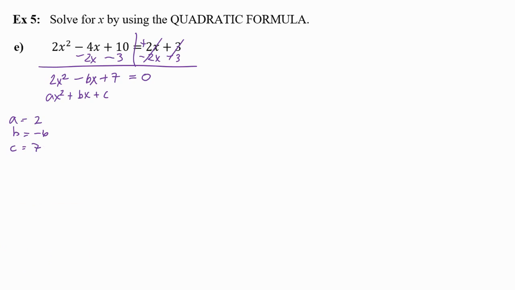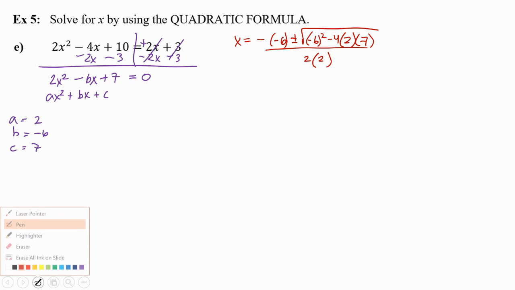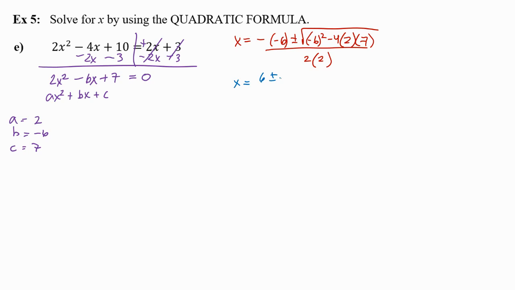We're going to take those values and plug them into the quadratic formula. So we're going to have x equals negative 6 plus or minus the square root of negative 6 squared minus 4 times a, which is 2, times c, which is 7, all divided by 2 times a, which is 2. Okay. Simplifying the outside, double negative becomes positive. Negative 6 squared is 36. Then we're going to want to do negative 4 times 2 times 7, which will give us a minus 56. 2 times 2 is 4.